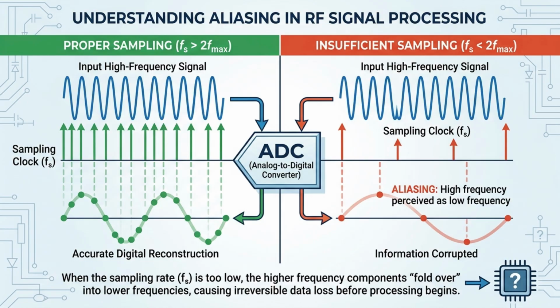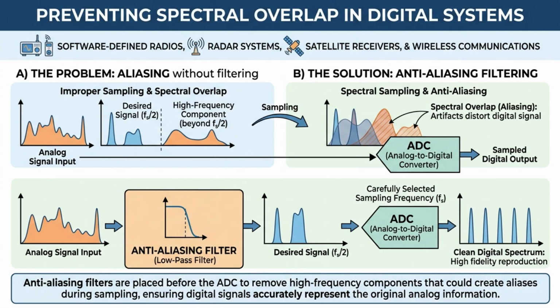Aliasing is a critical concern in RF engineering because modern communication systems rely heavily on digital signal processing. Before a received signal can be processed digitally, it must pass through an analog-to-digital converter. If the sampling rate is insufficient, valuable information can be corrupted before processing even begins. In software-defined radios, radar systems, satellite receivers, and wireless communication equipment, engineers carefully select sampling frequencies to prevent spectral overlap.